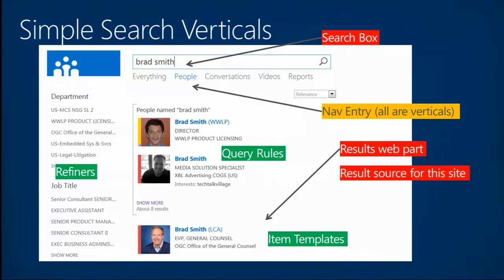You can build vertical-specific refiners. In this case, for people, you can drill down on things like job title and department. You can even configure your own sort menu. Unfortunately, user research shows that people don't use these verticals anywhere near as much as they use the Everything tab.